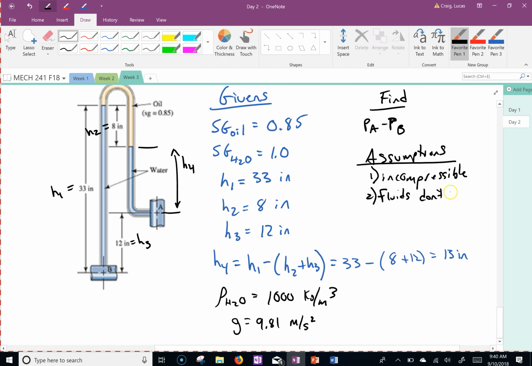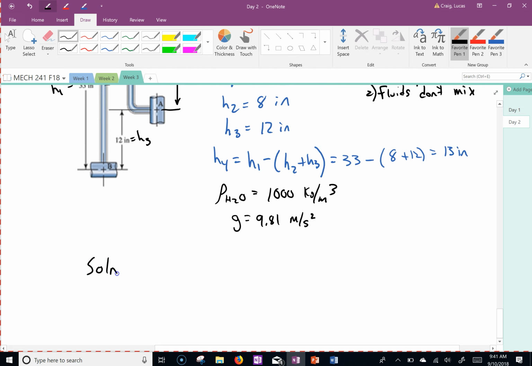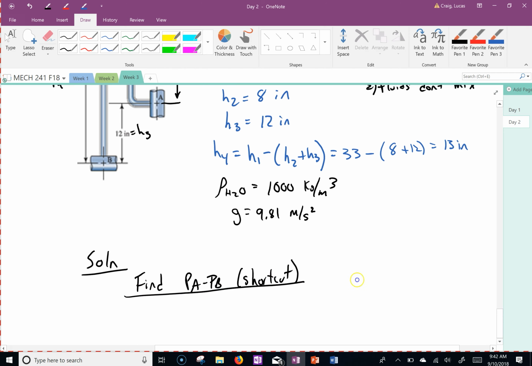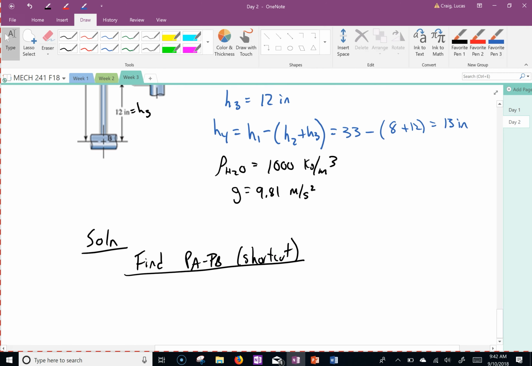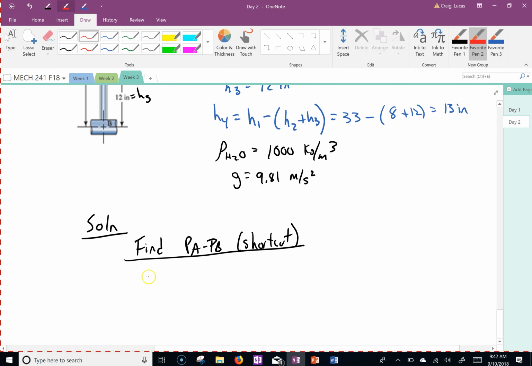I am going to show you the shortcut. So I'm going to put find PA minus PB, and I'm going to label it the shortcut. Are we allowed to use the shortcut? You can. But if you're always stuck and don't know, you can always do the long way. So I'm going to write the equation, and we're going to go through it.